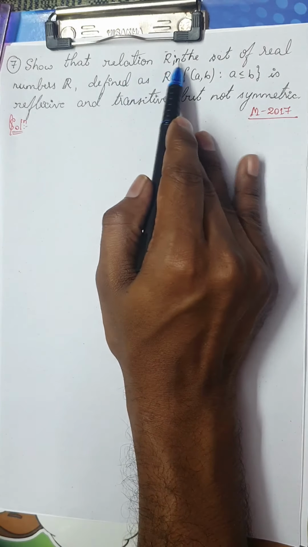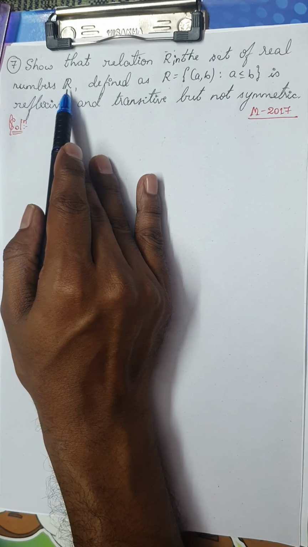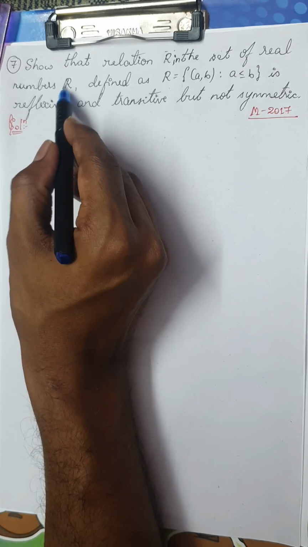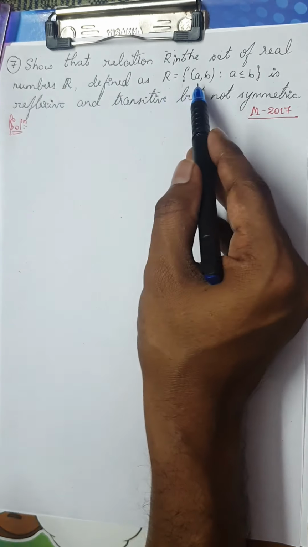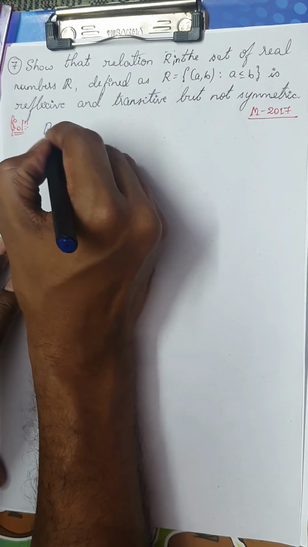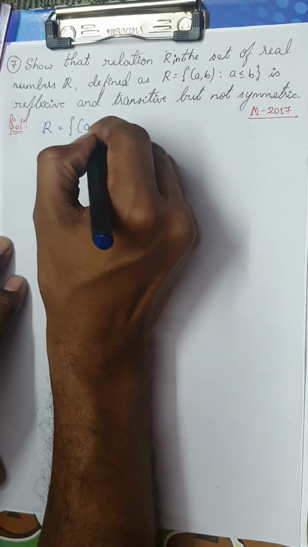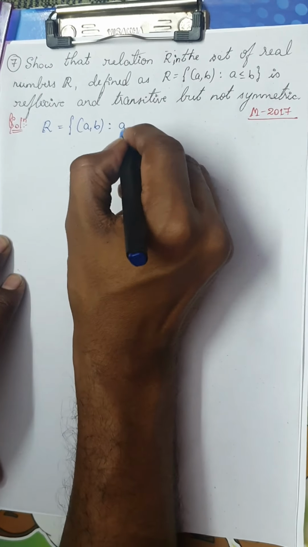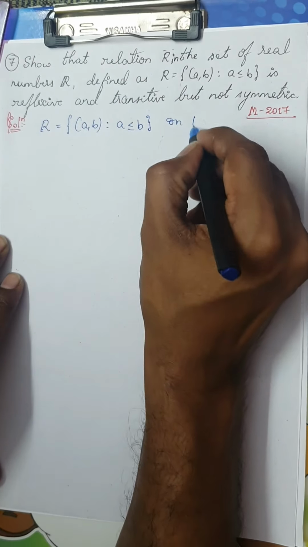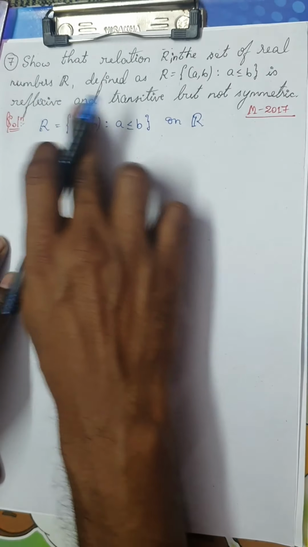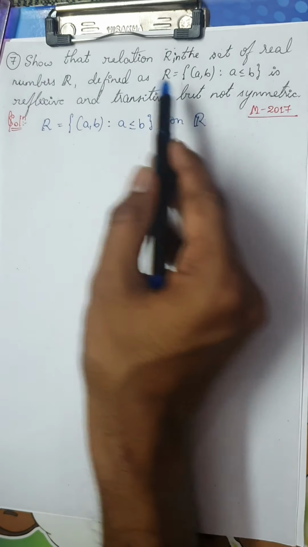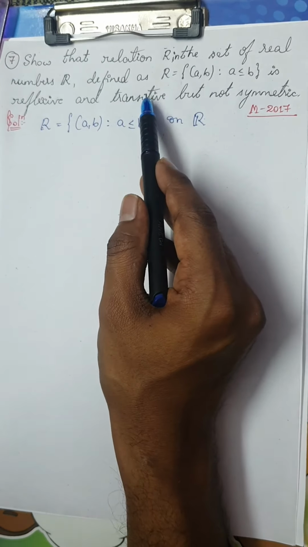Show that the relation R in the set of real numbers. Remember, relation is denoted by small r, but usually I denote the real numbers by double line R. Defined as R is equal to every (a, b) such that a is less than or equal to b. Let me write the relation. R is equal to every (a, b) such that a is not strictly less than, it is less than or equal to b, on the set of real numbers. It is reflexive and transitive but not symmetric. I have to show it is not symmetric but it will be reflexive and transitive.